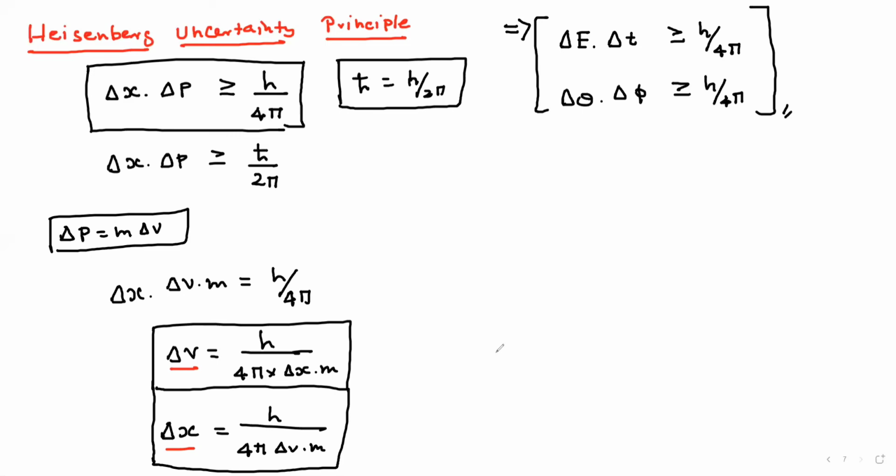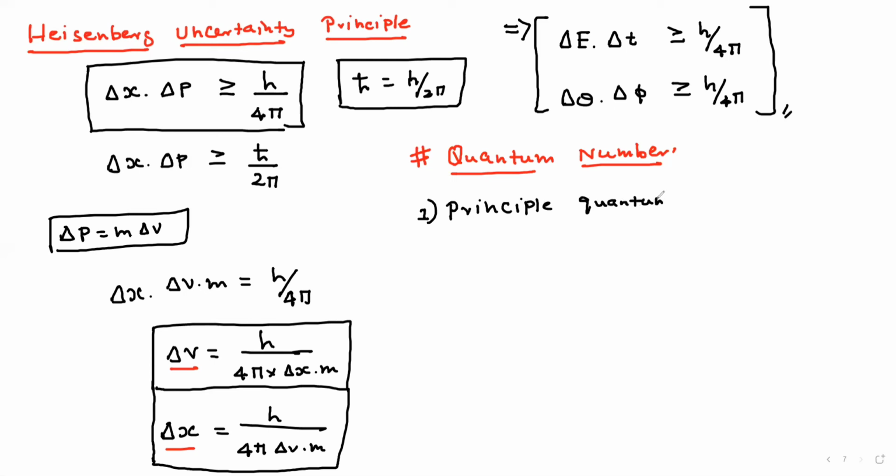Now I'm going to enter the next most important topic, that is quantum numbers. Please note, this is a very, very important topic. Now what are the four quantum numbers? First one, please note, the principal quantum number. What is its representation? That is small n. The principal quantum number tells about the energy level, the first point. Very, very important. Energy level is a very important concept.